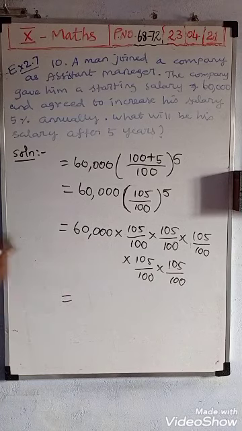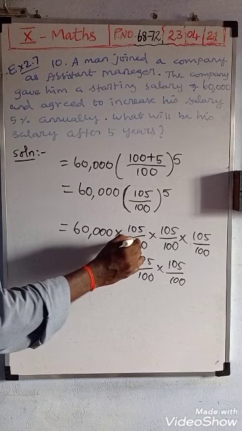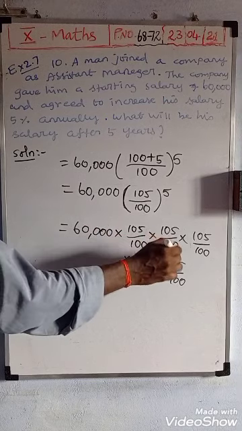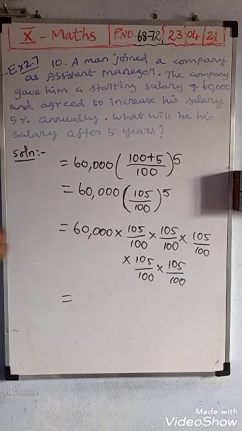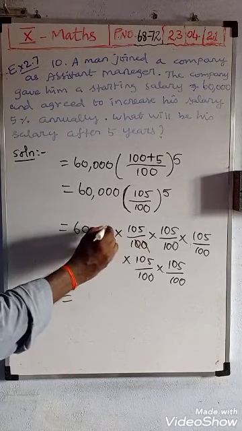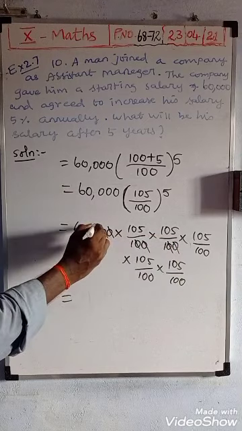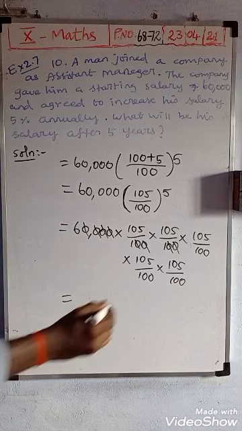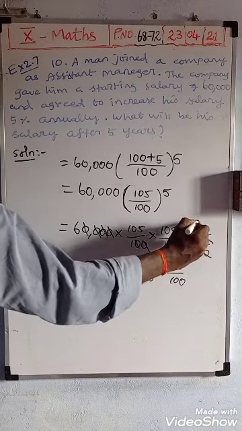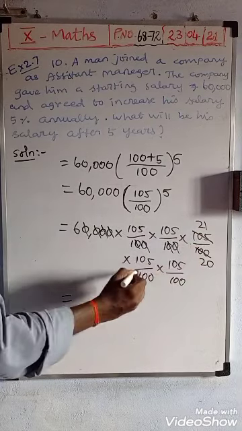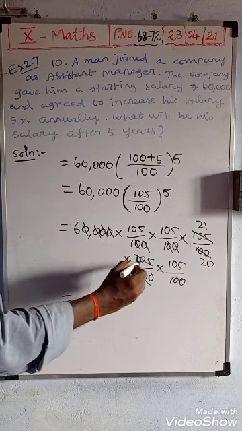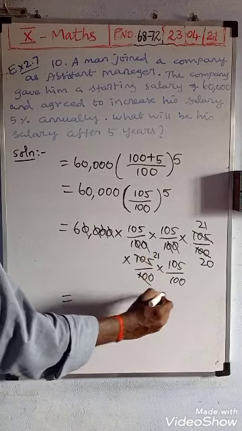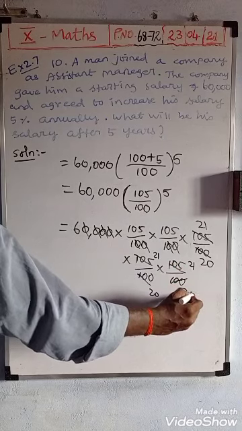Everything you should cancel, it is easy cancellation. Here 20, here 20, here 20, here 20, cancel. After that you should simplify this. Here 20, here 20, cancel. Here 20, here 20, cancel. Then next you see the 5 table, cancel both. So cancel means 21 by 20. This 5 table cancel means 21 by 20, and this cancel means 21 by 20 you will get.